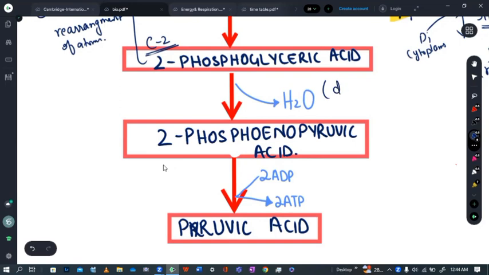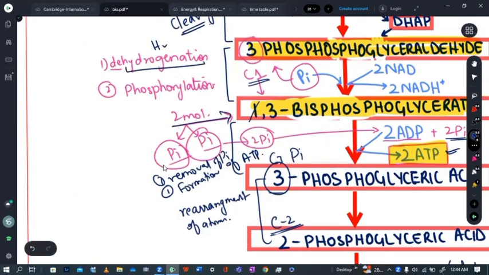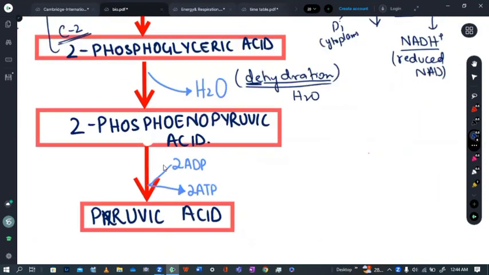What happens here is dehydration of 2-phosphoglyceric acid. Dehydration. D means removal, hydration means water. What we studied earlier was dehydrogenation. Dehydrogenation means removal of hydrogen. Here we are talking about dehydration. It is removal of water. So dehydration of 2-phosphoglyceric acid takes place, forming 2-phosphoenol pyruvic acid.